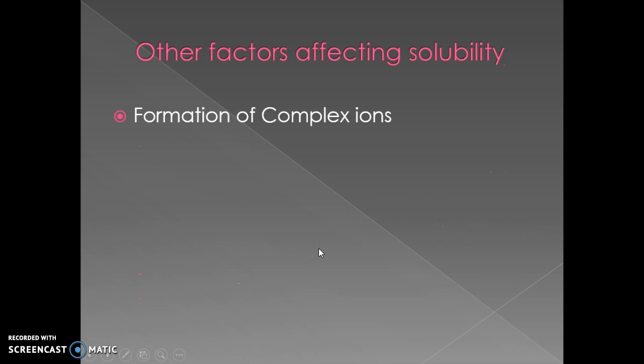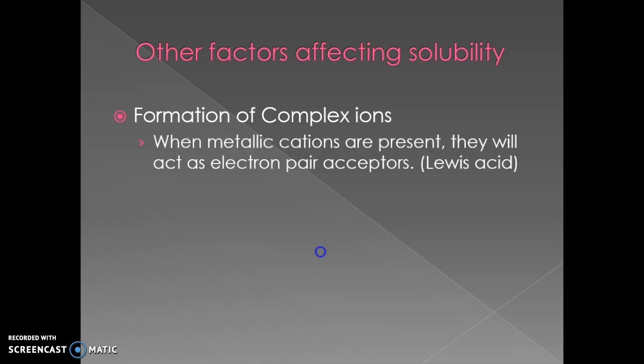Another factor that will affect solubility is if complex ions are formed. So we're not talking about precipitates. We're talking about things that are still dissolved in water, but cause some ion in the solution to interact with something else and therefore leave less availability for forming the precipitate with the ionic substance.